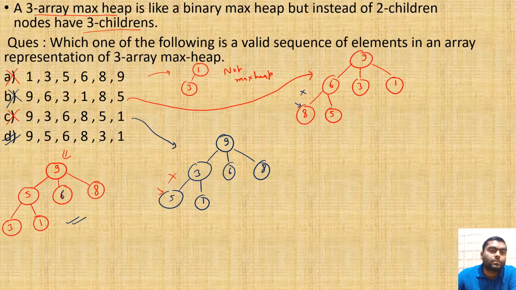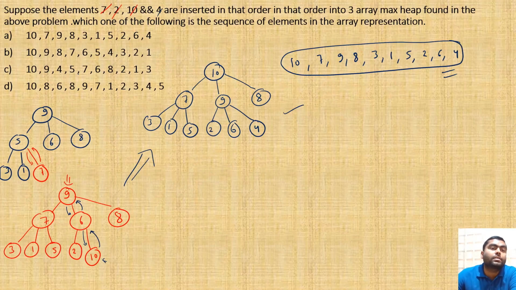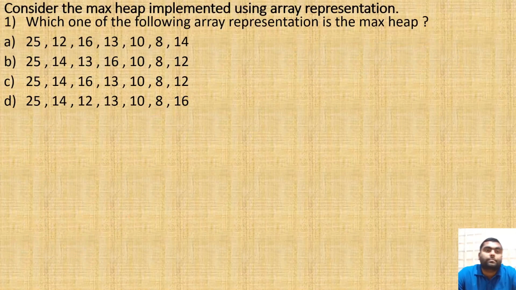9, 5, 6, 8, then 3, 1. Okay, 9, 5, 6, 8, 3, 1. Then 7, so 7 must be there. So it is 10, 7, 9, 8, 3, 1, 5, 2, 6, 4. 10, 7, 9, 8, 3, 1, 5, 2, 6. So the first option is correct. Okay, so correct on. Now come to the next.